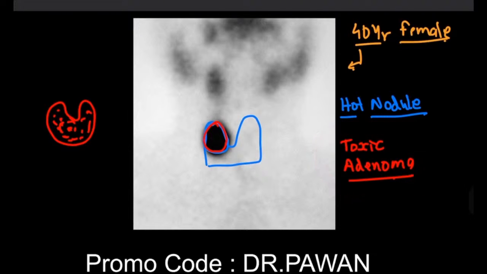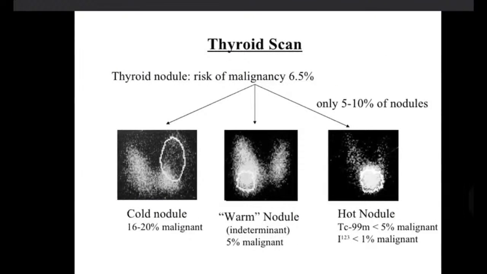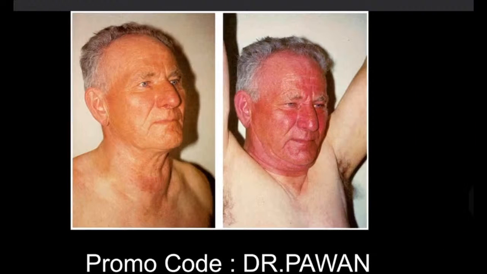Why is it not Graves' disease? Because in Graves' disease, the entire thyroid gland will have increased activity. Okay, so I hope I have made myself clear, right? Okay, great. Now let us move on and talk about the next image.